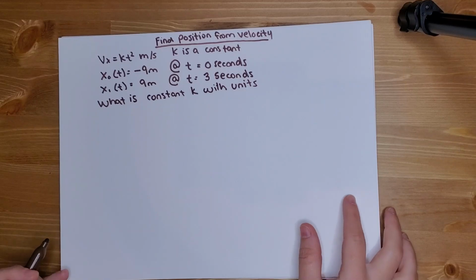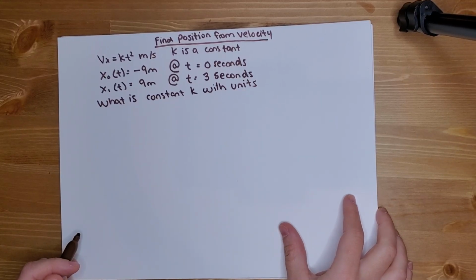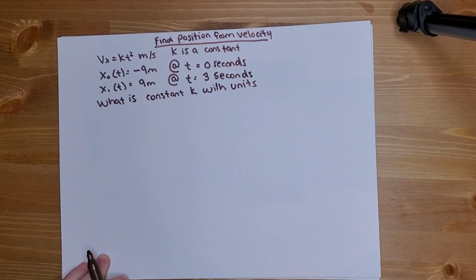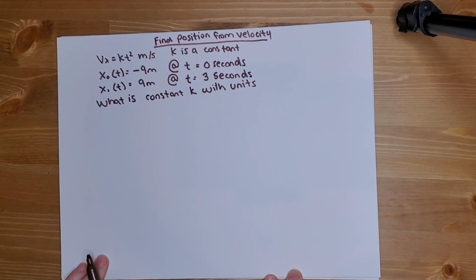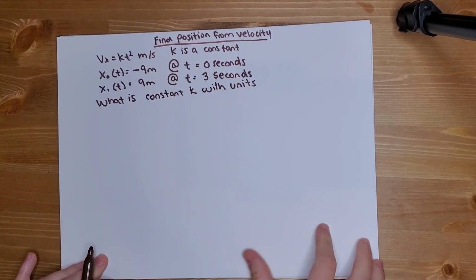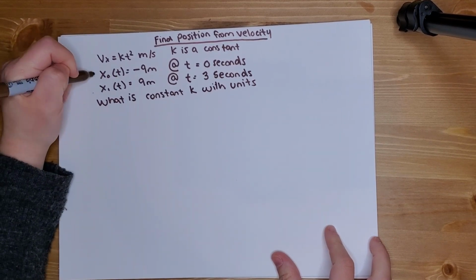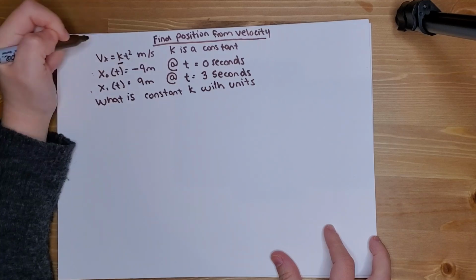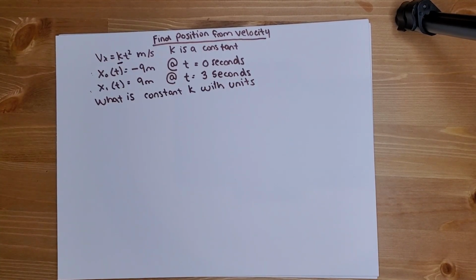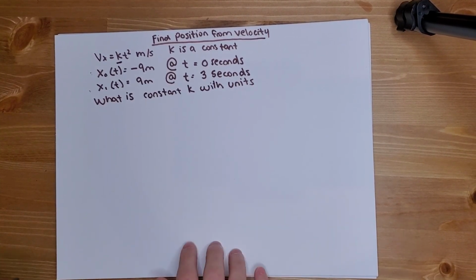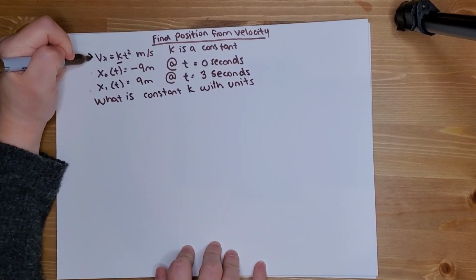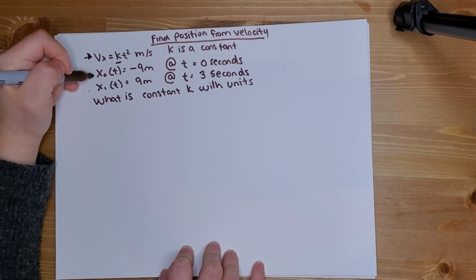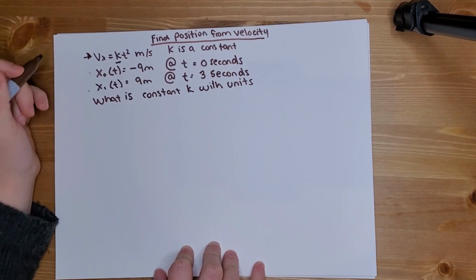What we have is the velocity equation, but we need to find our position equation so we can solve for our k constant with the known values. Right now we don't have any velocity values, so the easiest thing to do is to integrate this equation to get our position equation and then solve with our known values.